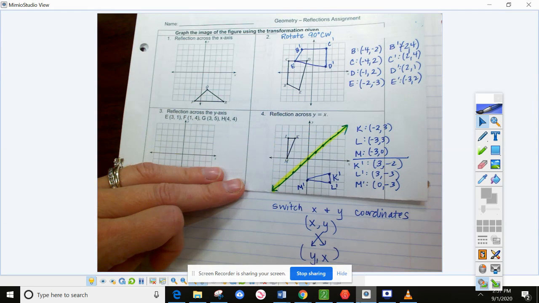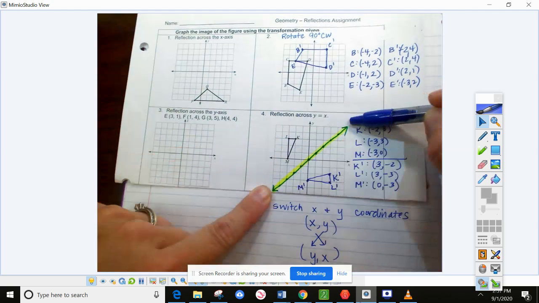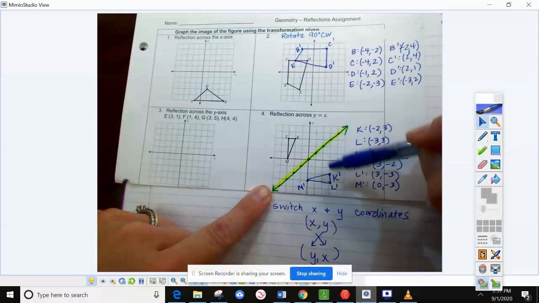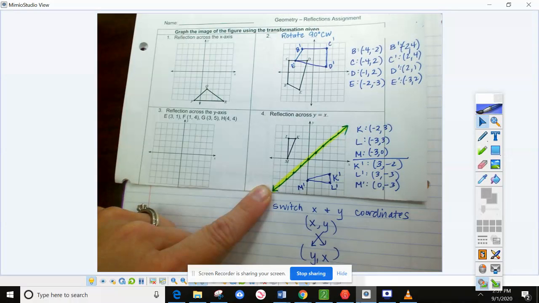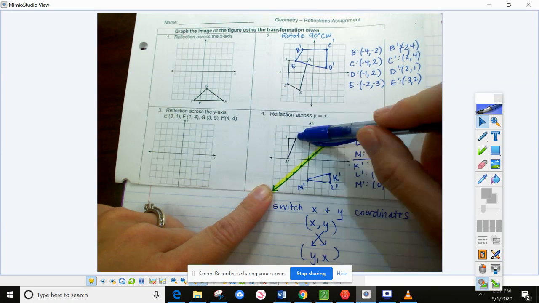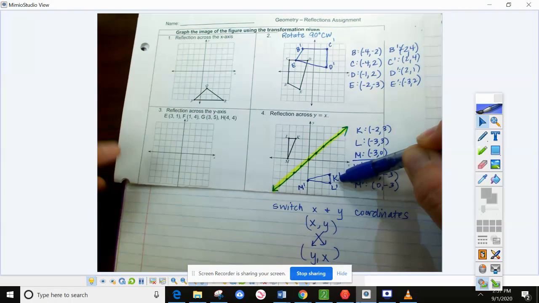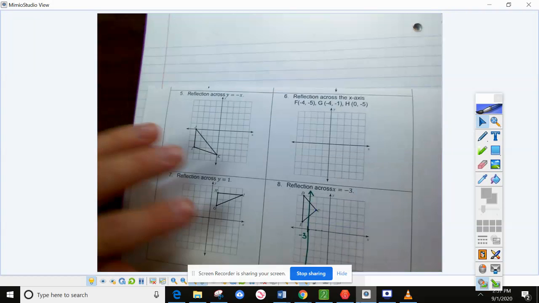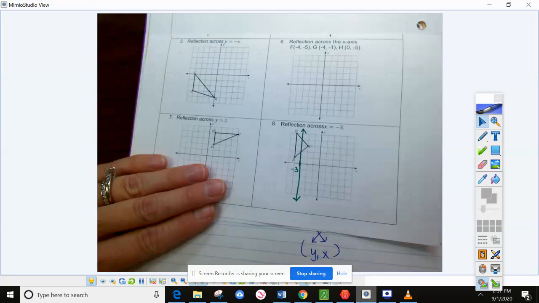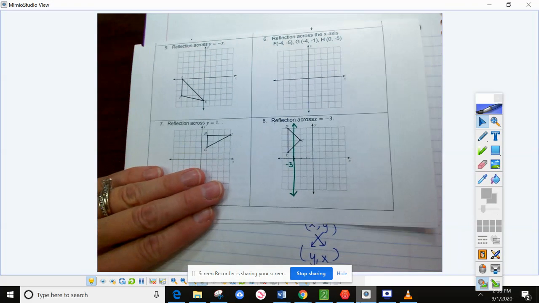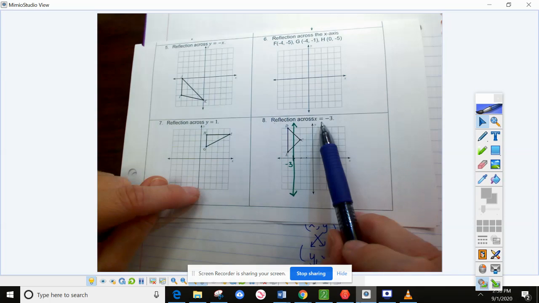So if we were to fold this paper along this highlighted line, then these two triangles should overlap. So here's your pre-image, here's your image. Now let's do one more. And this is a question where we are reflecting across a line that is x equals negative 3.